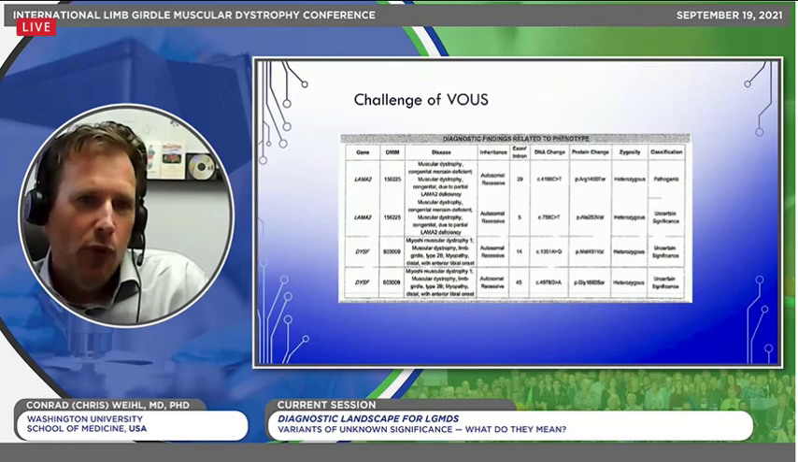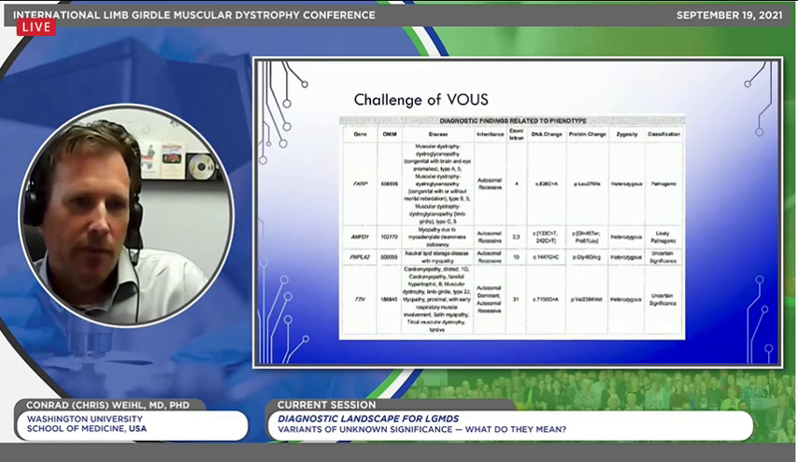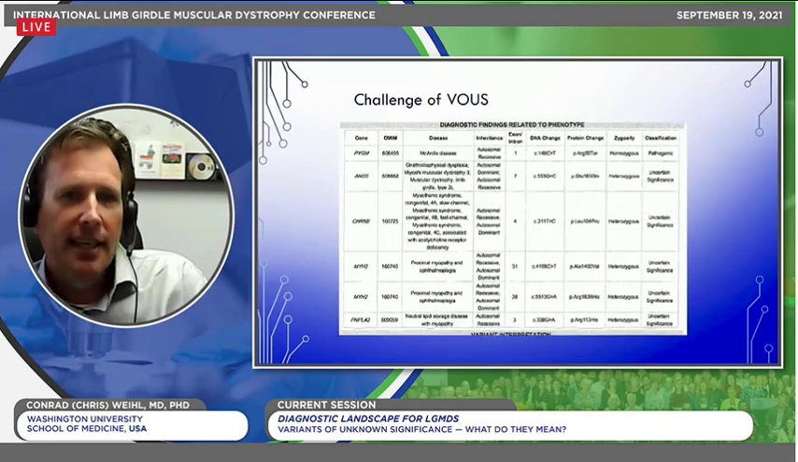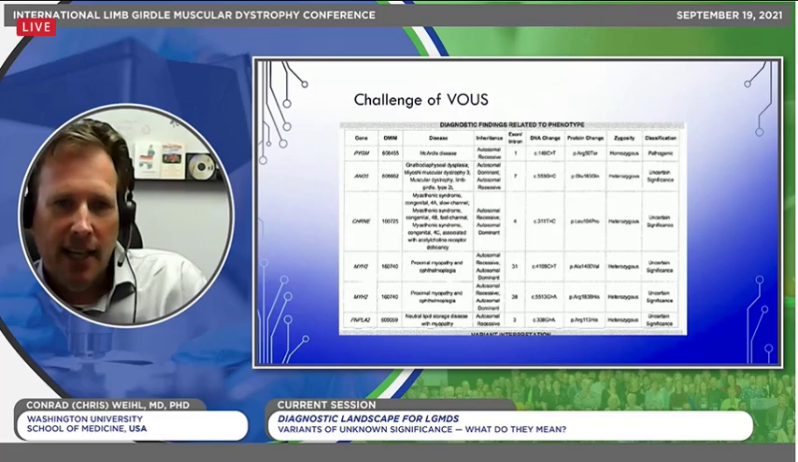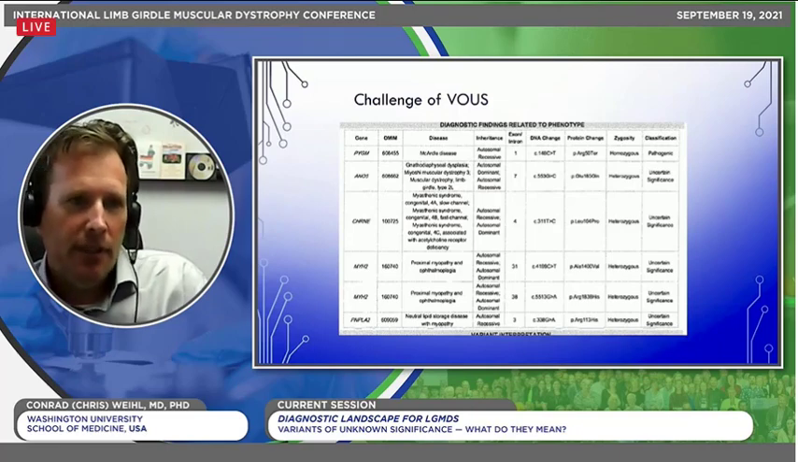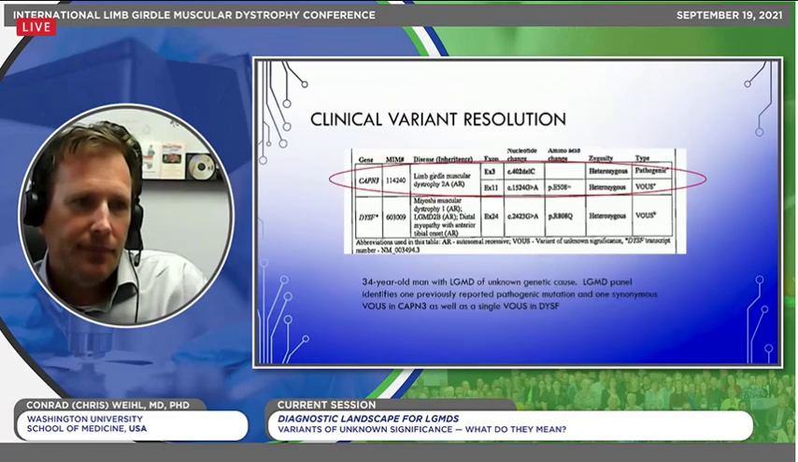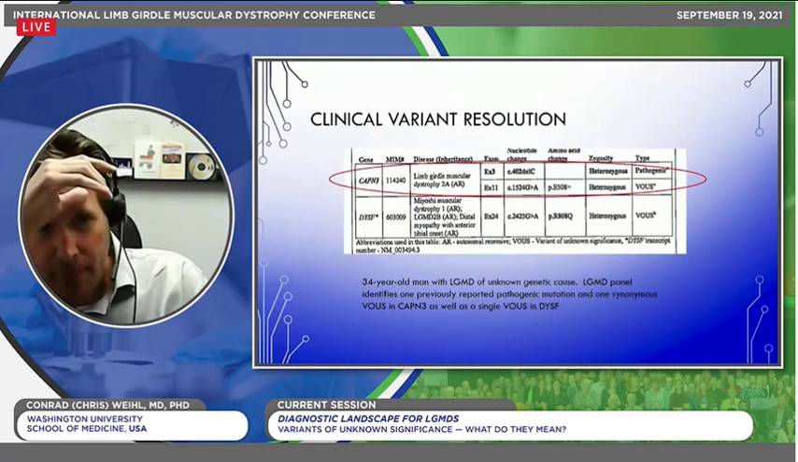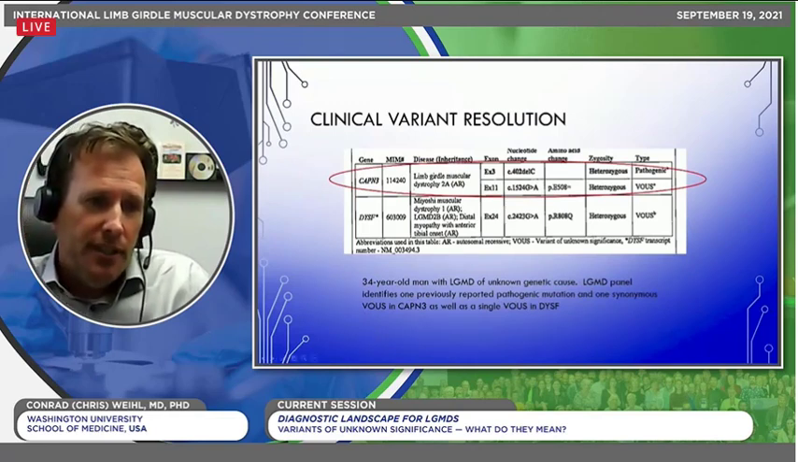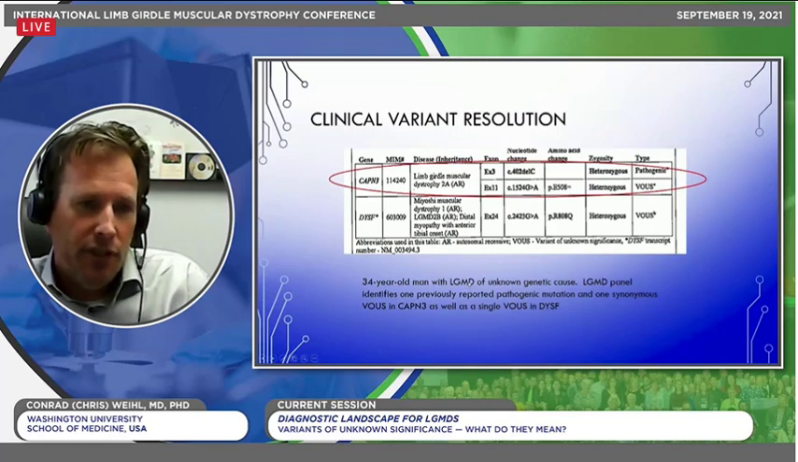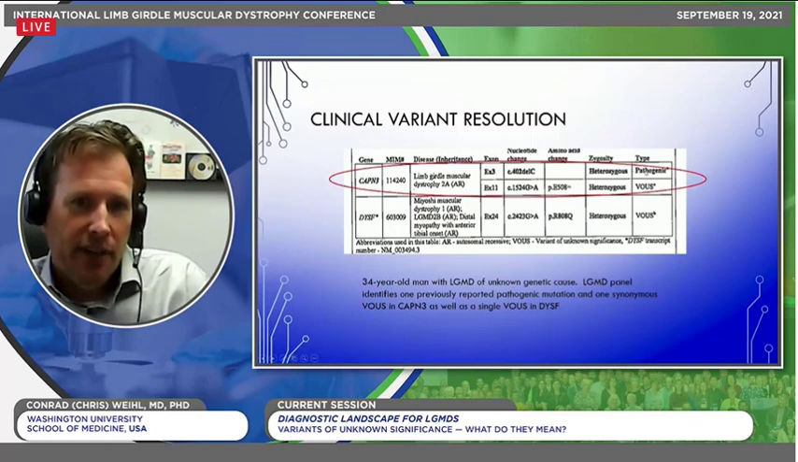Again, I want to give more examples where it just becomes really diagnostically challenging. I don't want to harp on all of these, but you can see that everybody has variants of unknown significance in multiple genes. This is not just a patient with limb-girdle muscular dystrophy. I want to focus on this example here, where this patient is a 34-year-old man with limb-girdle muscular dystrophy of unknown genetic cause. He had a panel performed, and he was identified as having a pathogenic variant in one gene.